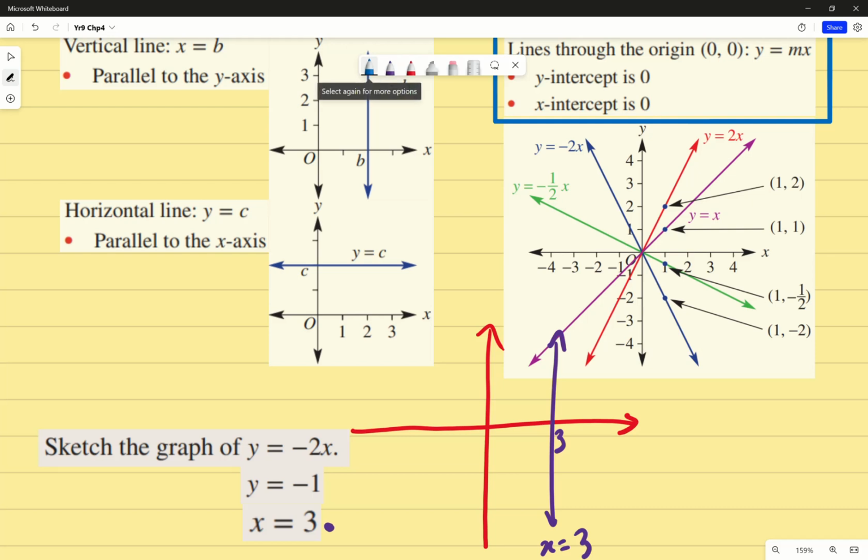With y equals negative 1, no matter what the x value is, it will always be negative 1, the height. So that's it. y equals negative 1. No matter what the x value is, the height of the line will always be negative 1.